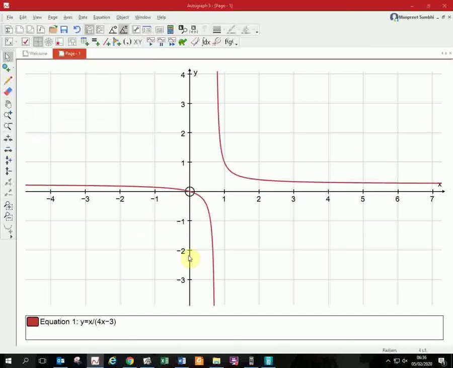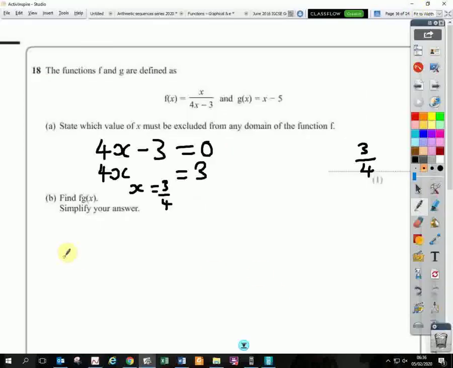Okay. So we can see that it looks a bit like a 1 over x graph. And the graph goes crazy about here somewhere. We just worked out that value is 0.75 or 3/4. The graph doesn't exist there. You see, it exists everywhere but there on the x-axis. So if you do have a graphics calculator, you can check and verify your solution is correct. Okay, next.